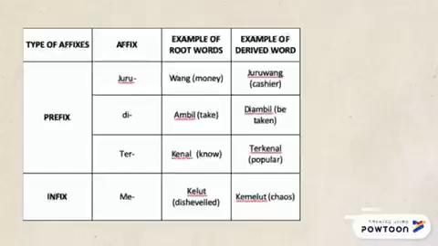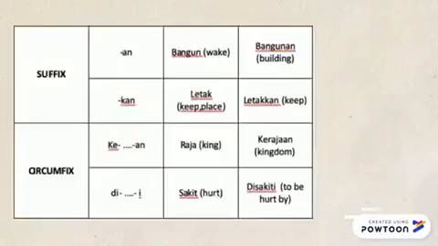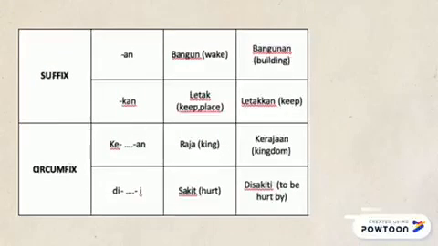Meanwhile, infix is an affix that is added in the middle of the root word. For example, affix em, root word kelut, becomes kemelut. Next is suffix. Suffix is an affix that is added at the end of the root word. For example, an. The root word bangun becomes bangunan, which means building in English.